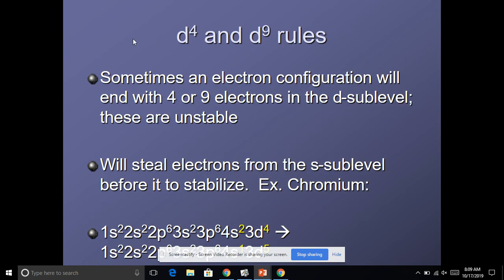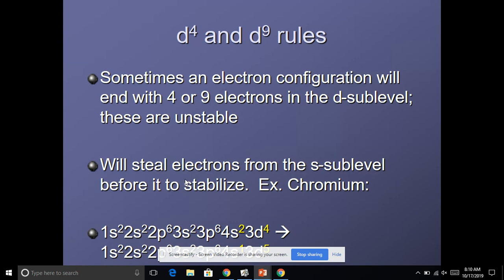There are some special rules for D4 and D9. Sometimes an electron configuration will end with 4 or 9 electrons in the D sublevel. This is only for the D sublevel. It does not refer to any S, P, or F, only D. If it ends with D4 or D9, these are actually unstable, and so they will steal electrons from the S sublevel to make it more stable.